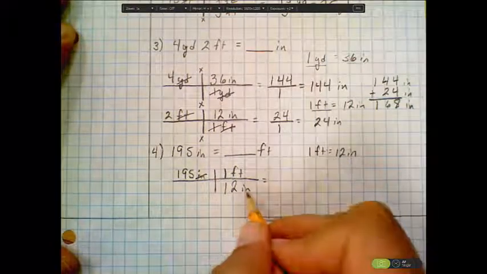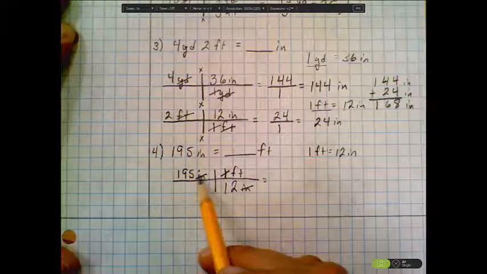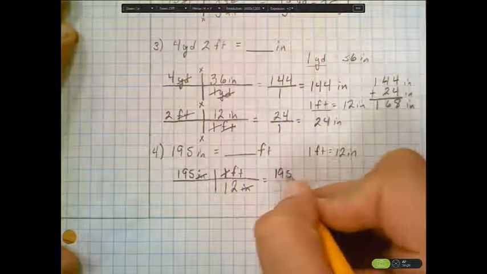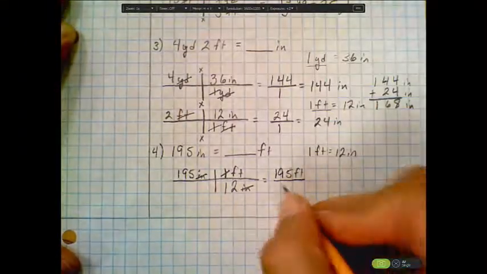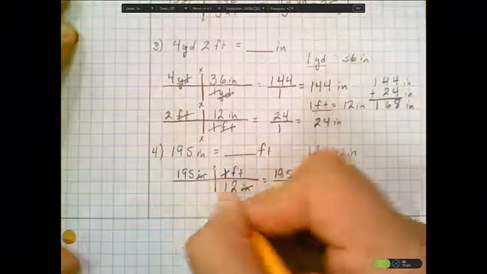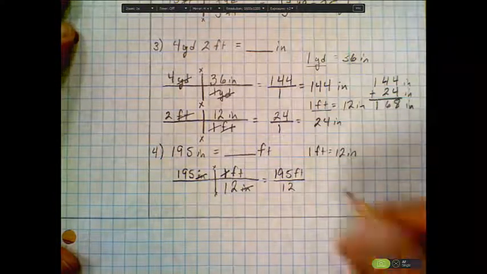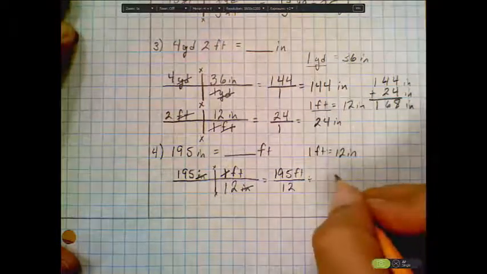Cancel the units. Inches cancel inches. Get rid of the 1. So now we have 195 feet divided by, the only thing on the bottom is 12. So now we need to divide 195 by 12.